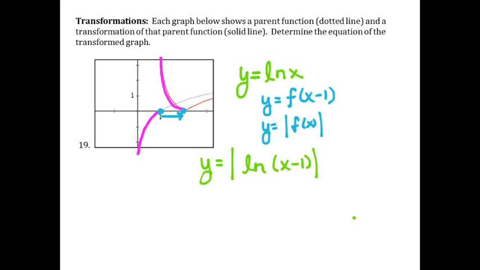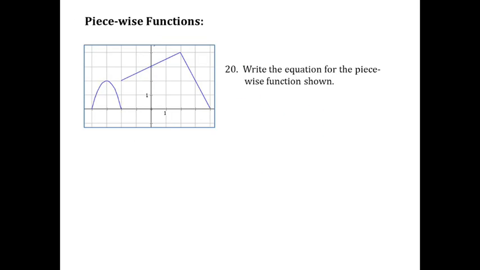All right, let's move on to number 20. Here we've got a graph of a piecewise function, and in number 20 we're asked to write the equation for the piecewise function. Now if I look at the graph of this function, I can see that we've got three pieces. There's a parabola piece over here on the left, and then I've got a linear piece here, and then another linear piece here. And so we need to write the equations for all three of those pieces.